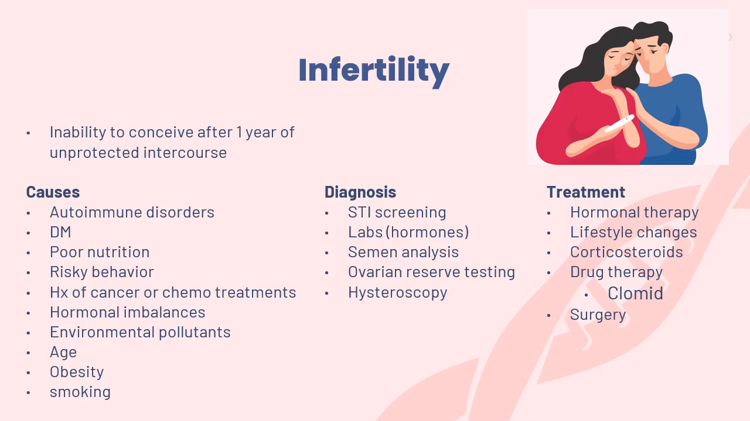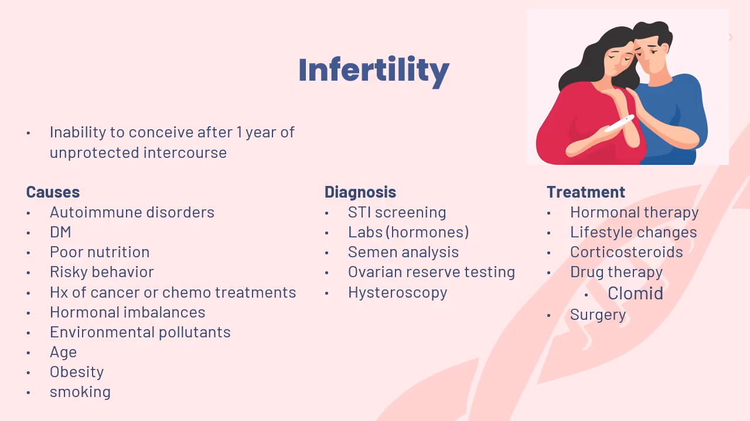So there's many different causes for infertility, such as autoimmune disorders, diabetes, poor nutrition, risky behavior. I mean by that illicit substances, significant alcohol, many sex partners, STI diagnosis, things like that. History of cancer or chemo treatment sometimes will definitely cause infertility. Hormone imbalances, right? Because we talked about a bunch of hormones earlier. If the estrogen and progesterone, things like that aren't perfect, and the testosterone in the male, then we might not get it.